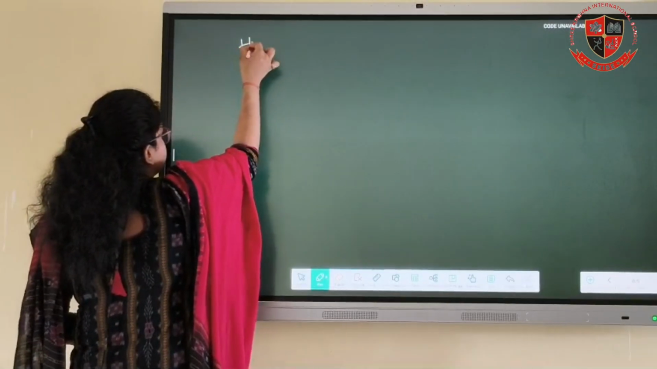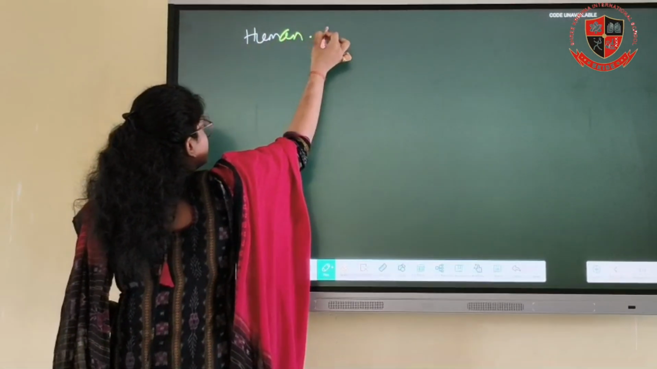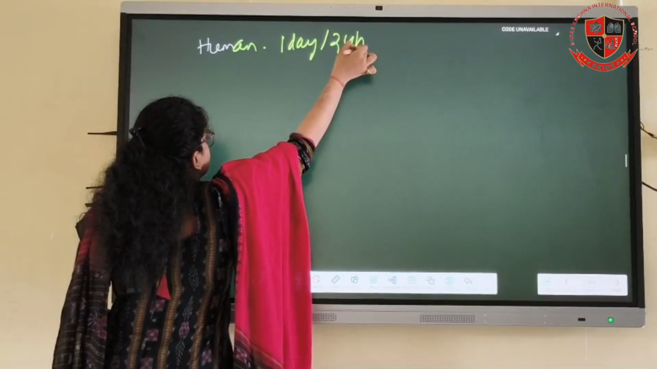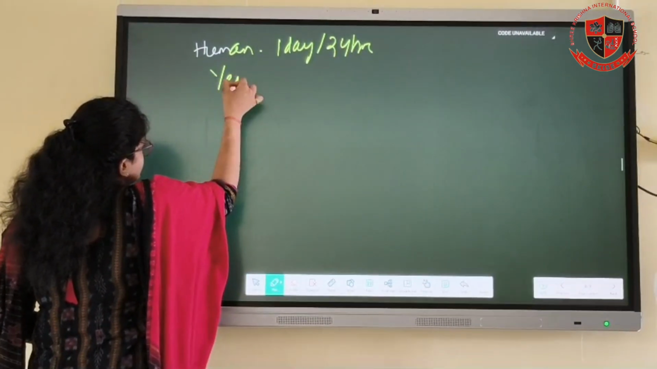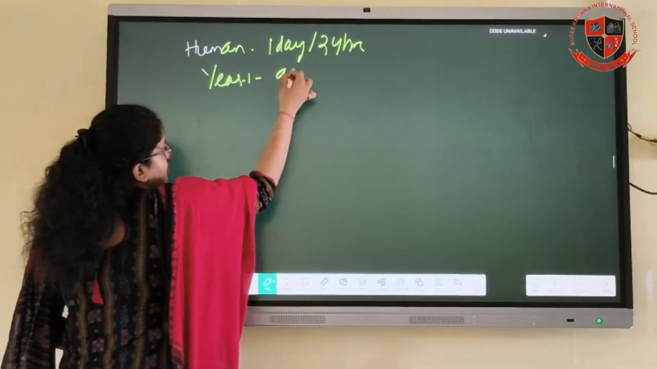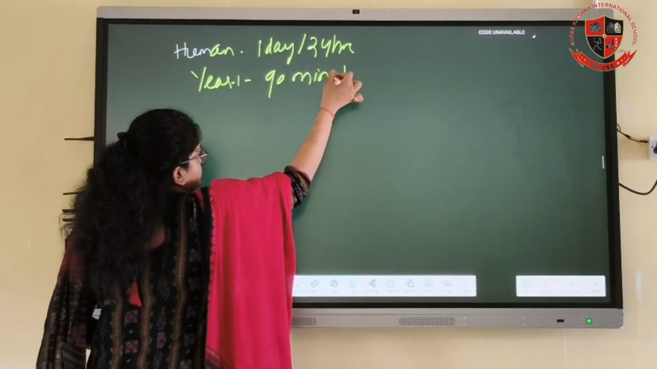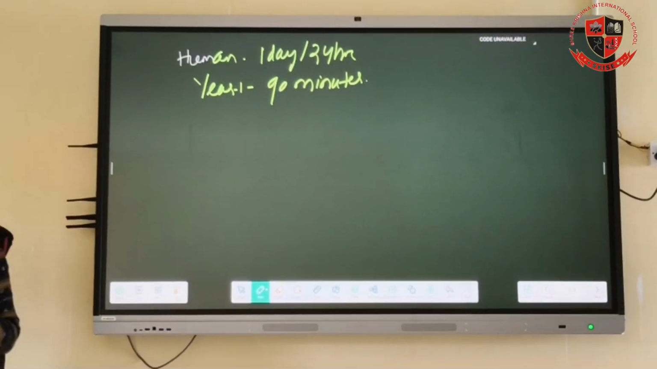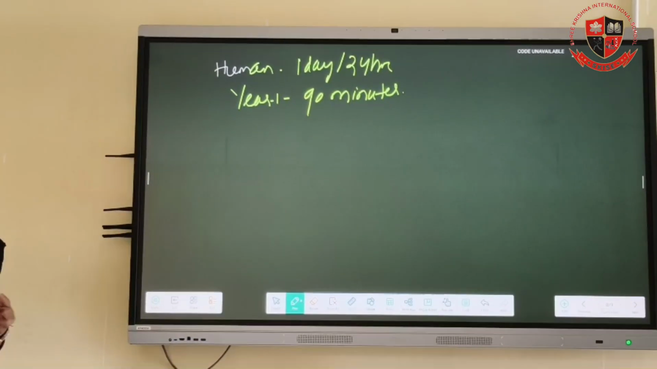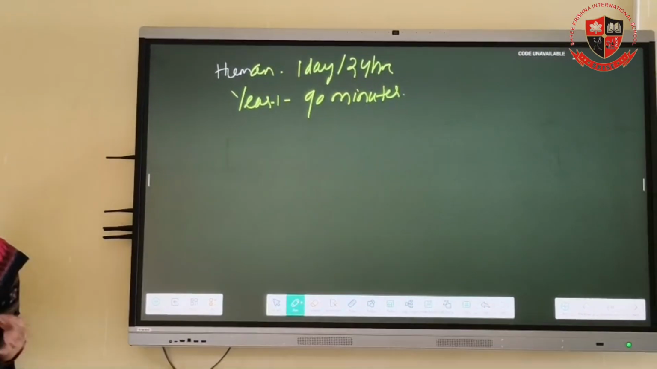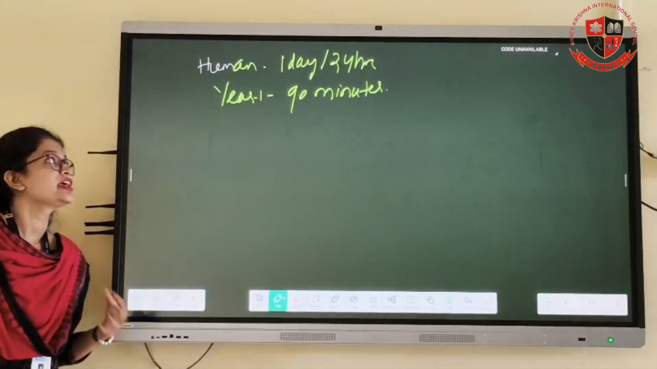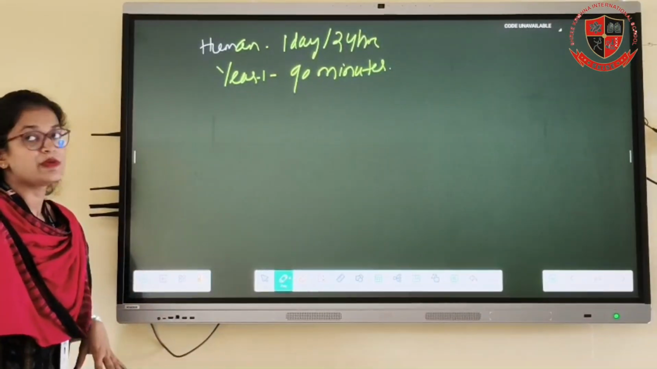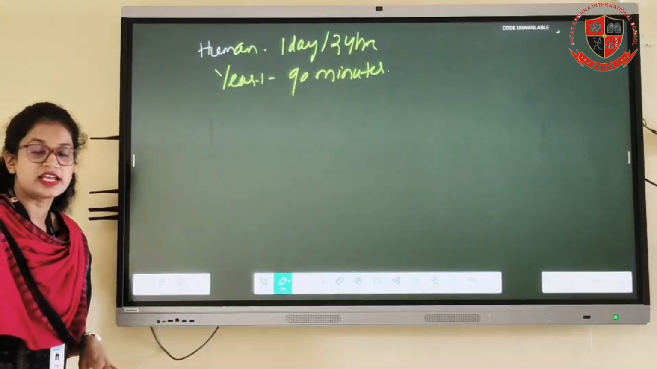In human, the cell cycle is 1 day or 24 hours. But in yeast, it is 90 minutes. Why? The human cell takes more time for cell division because the eukaryotic cell is complex, so the cell cycle of the eukaryotic cell takes more time for division as compared to prokaryotic cells.